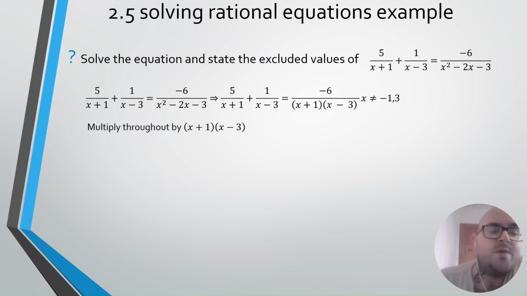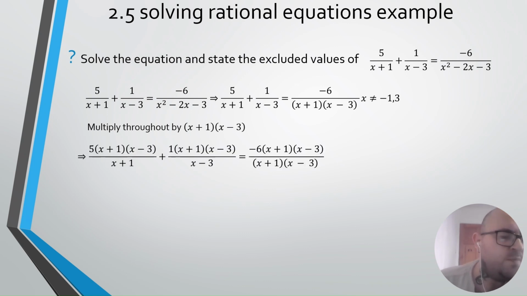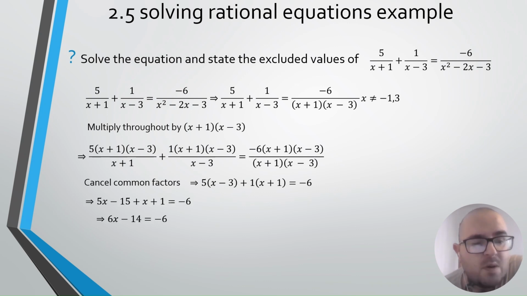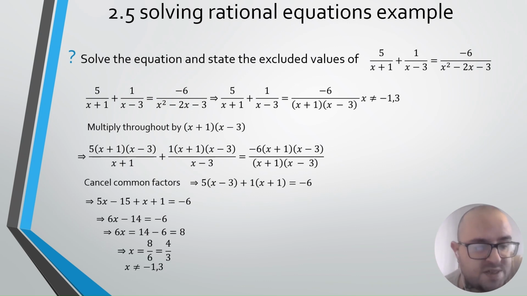So we multiply throughout by x plus 1 times x minus 3. Put it on top, multiply through, cancel out the common factors, and that gives you a linear equation which is 5 times x minus 3 plus 1 times x plus 1 equal to negative 6. We rearrange this, and eventually you come down to x is equal to 4 over 3, but you still cannot have x equal to negative 1 or 3.